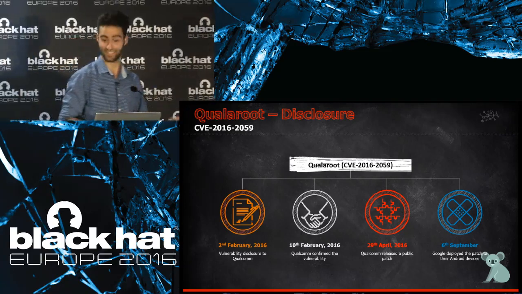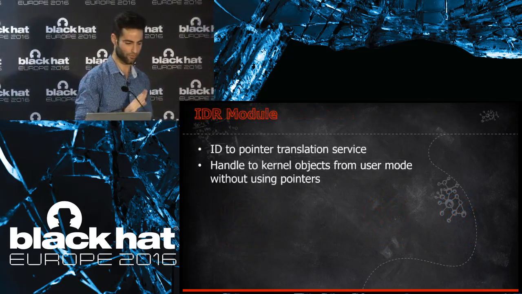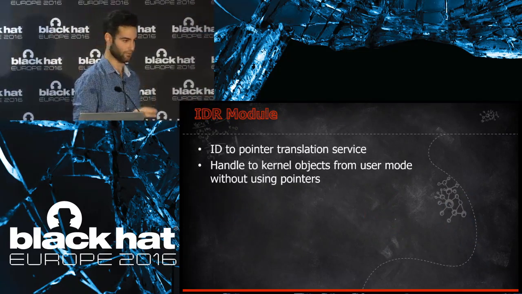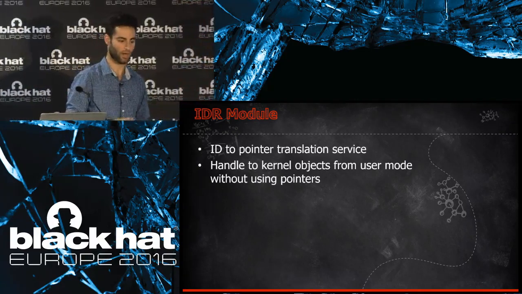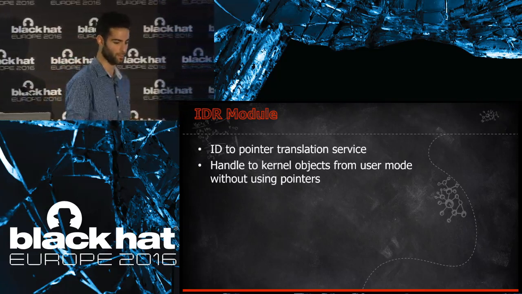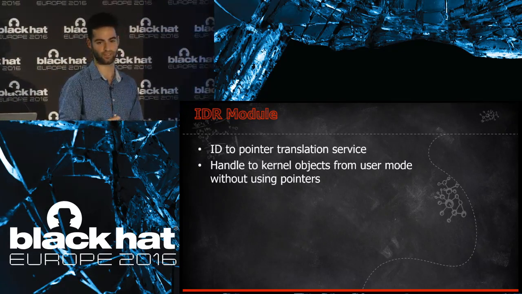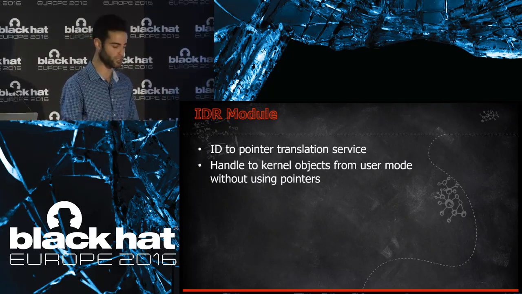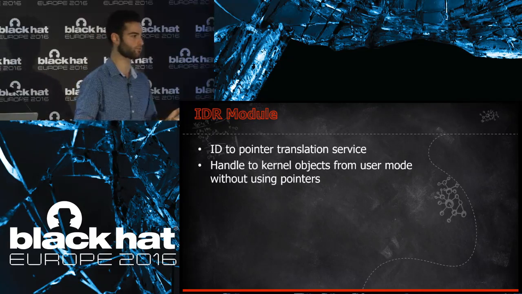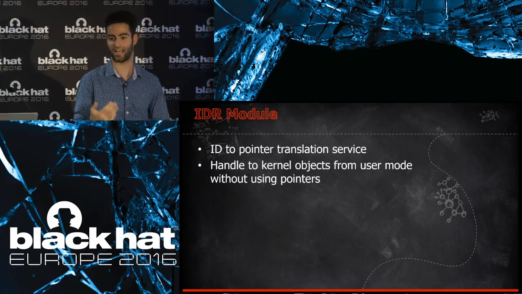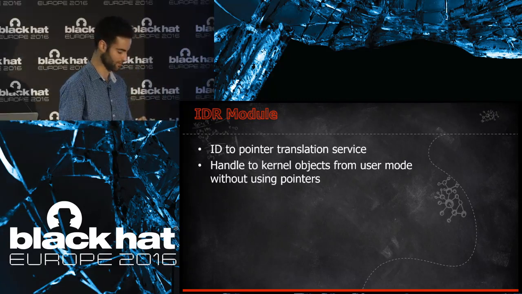Okay, another case. But before we go to the next case, we have to talk 30 seconds about a mechanism called IDR. IDR is a Linux kernel mechanism. It allows mapping between safe IDs, that's how I call them, safe IDs and kernel objects. We need that because if we want to give the user mode a handle to some object, we don't want to reveal the kernel address for that. So we just use this mechanism.